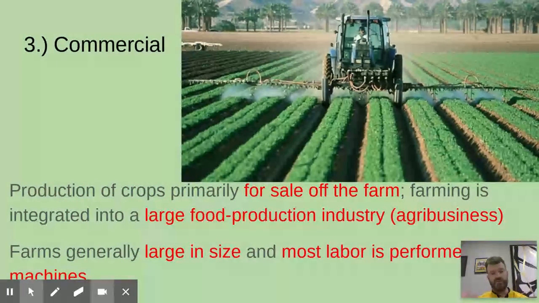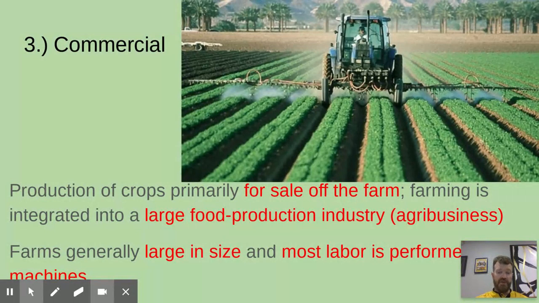Okay, commercial agriculture is what we see around here. This is where you grow the crops for sale off of the farm. The farming is integrated into a large food production industry or agribusiness. So an agribusiness around here would be an enormous farm that's operated by a big company that comes in and says, look, we're going to do this. We're going to increase yields. We're going to fertilize this. We're going to put some money into this so we can get more crops out of it. Farms generally are large in size and most labor is done by the machines.